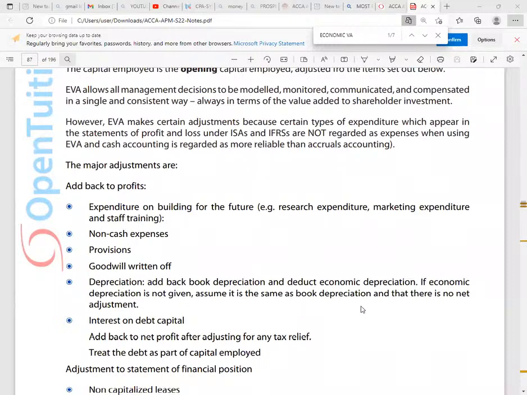This is what this examiner is telling you: add back book depreciation and deduct economic depreciation. If economic depreciation is not given, assume it is the same as book depreciation and that there is no net adjustment.